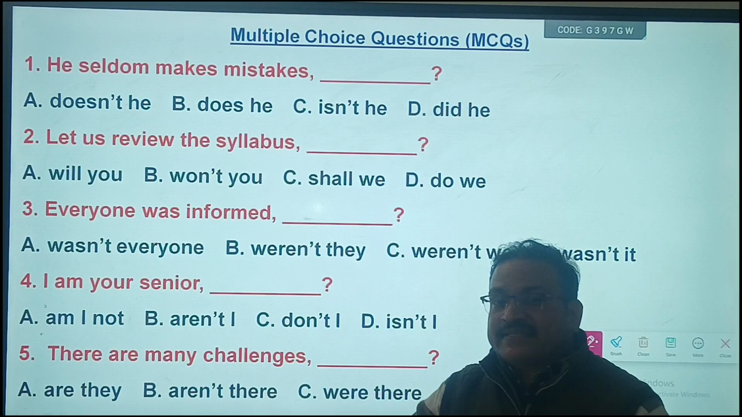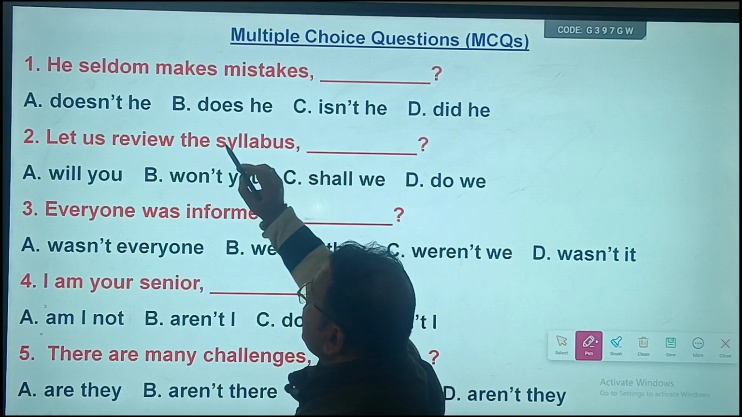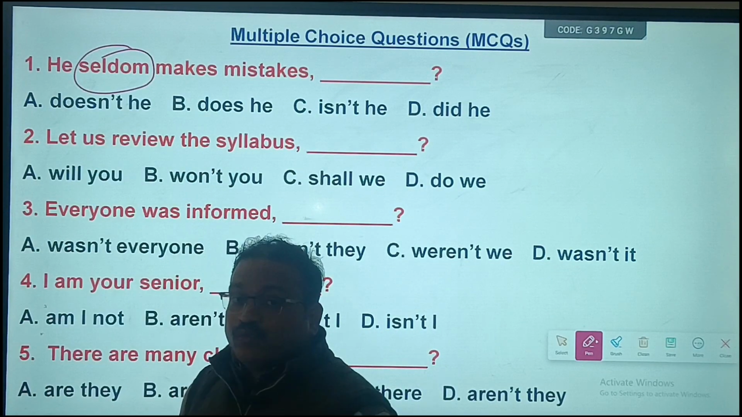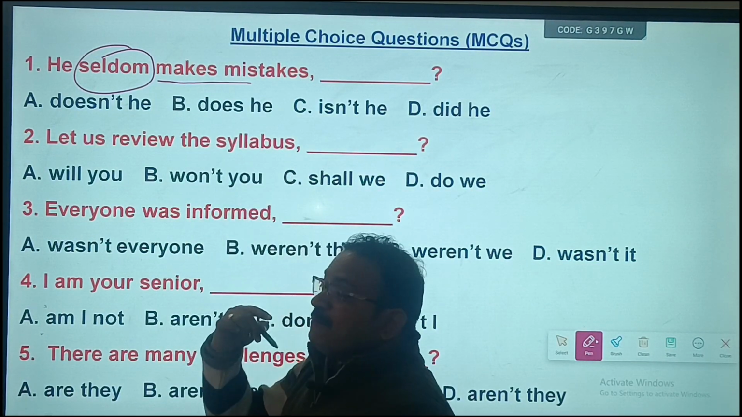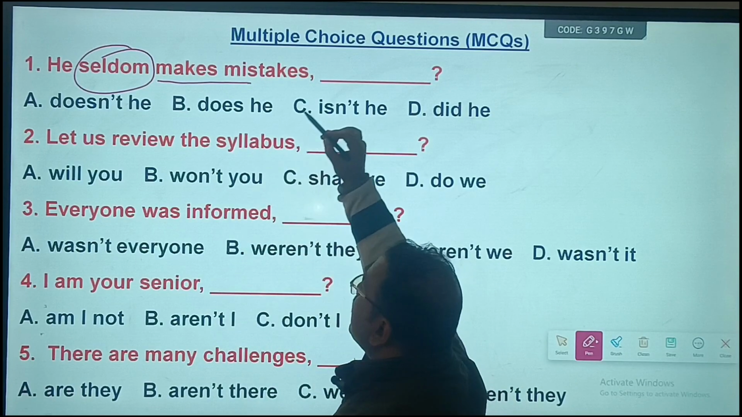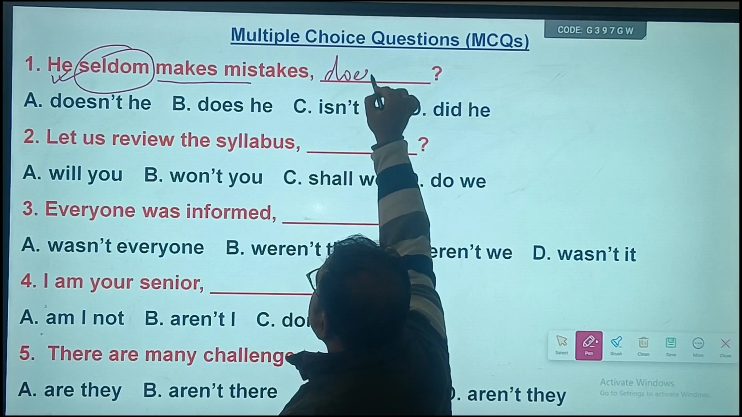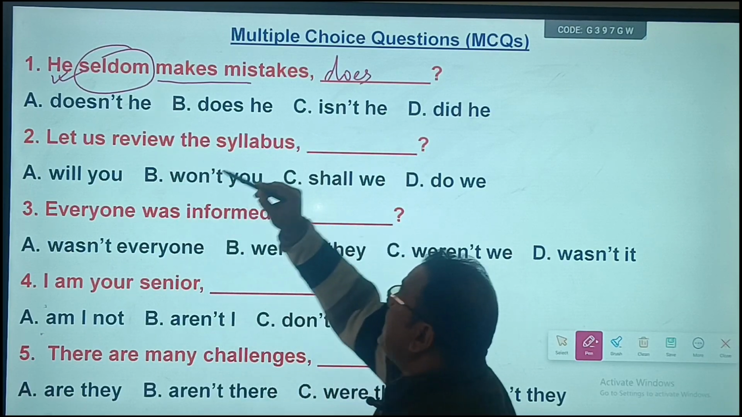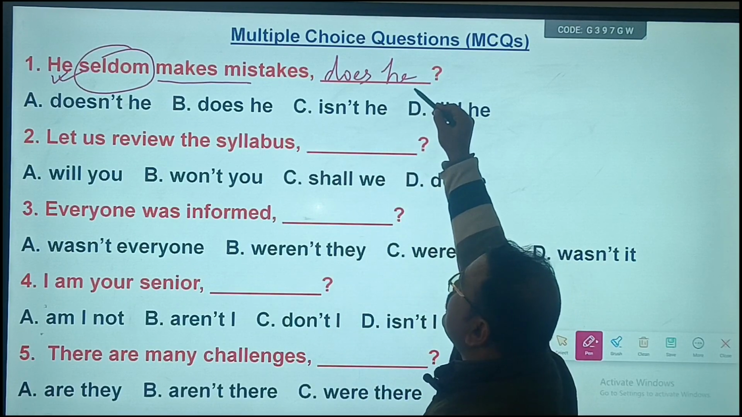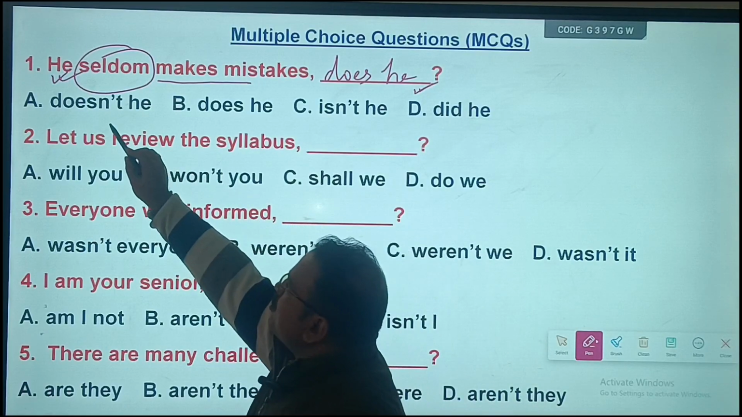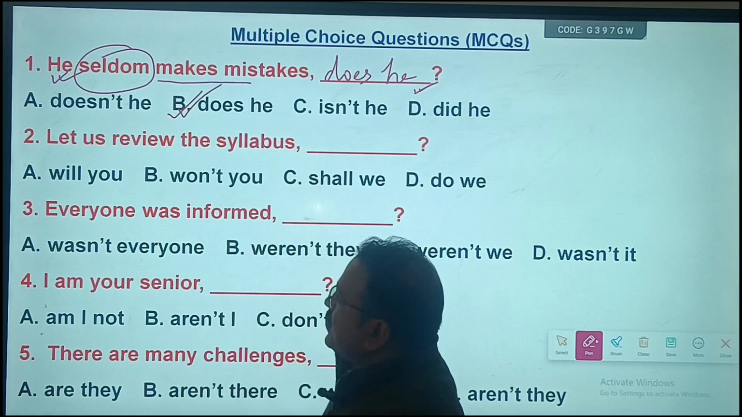Now we have MCQs. Question tags are also asked in MCQ form. Let's do this. He seldom makes mistakes. So seldom is what? A negative word. So the question tag will be positive. Now, makes mistakes is present simple tense, and the pronoun subject is he. So can we write does? Why not doesn't? Because seldom is negative. Does, and the pronoun is he. So what will be the correct question tag? Does he. Let us see the options. Doesn't he? Does he is correct. Very good.